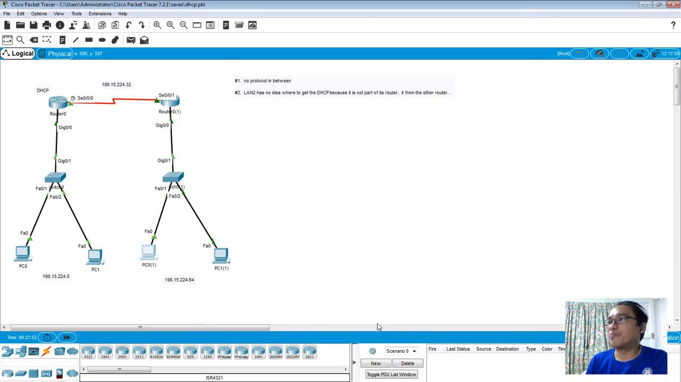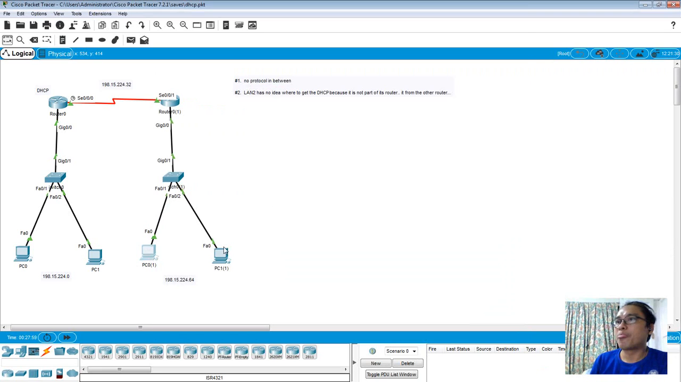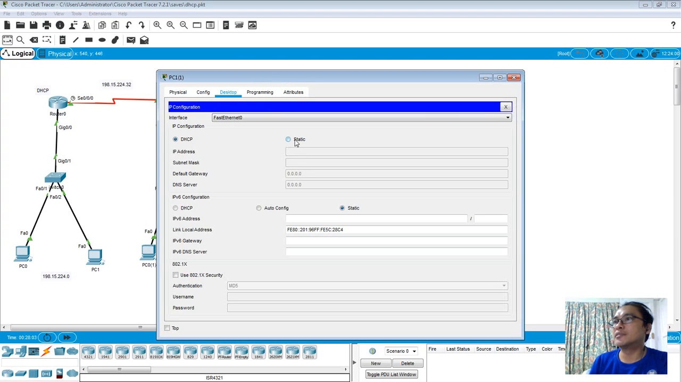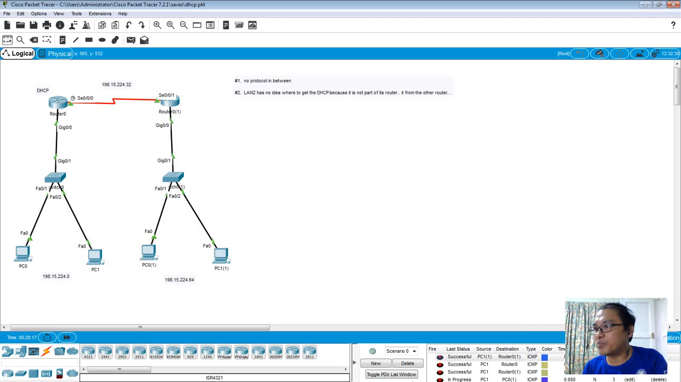Let's try to access that server. Delete this one first. There, it's automatic. Then the other one, very quick. There, it gets its IP address. So basically this computer here can ping its router. This computer pings its router, this computer pings the other router, and this computer here can ping its counterpart PC. There you are. That is the steps on how to configure your DHCP using your router.